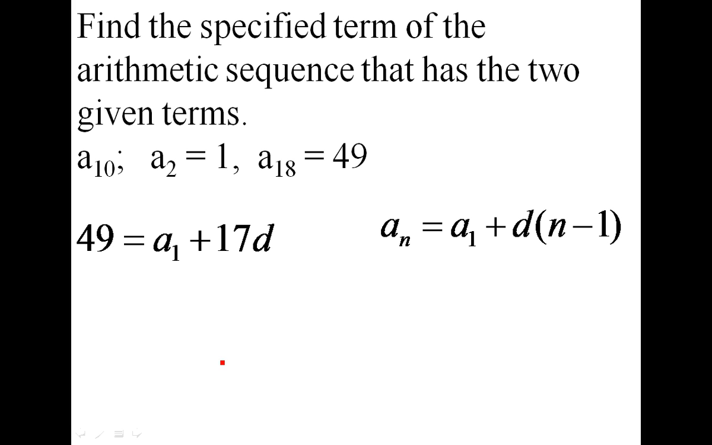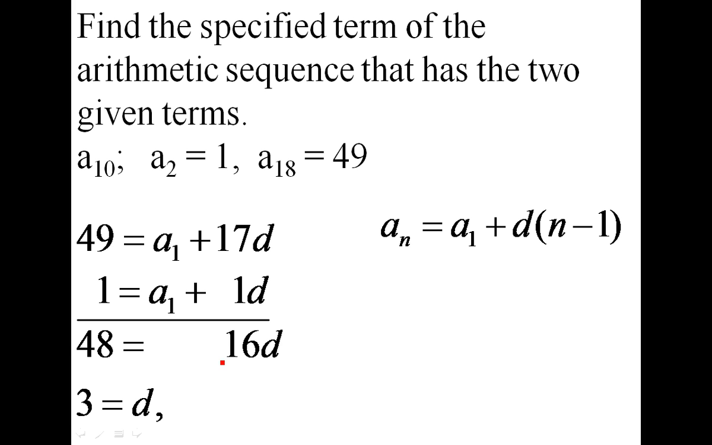On the next one, if you know you're going to have 1 equals a sub 1 plus 1d, you can subtract the equations. And when you do that, you end up, like I said, with d equals 3. Well, if d equals 3, that means your first term is going to be negative 2. And if your first term is negative 2, you can generate an equation and you can come up with your own solution for the 10th term.